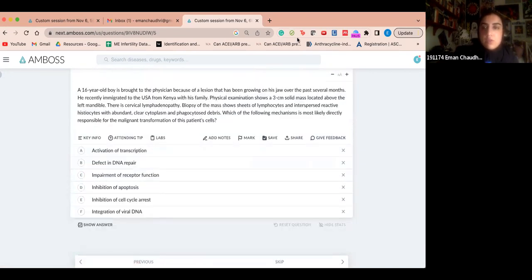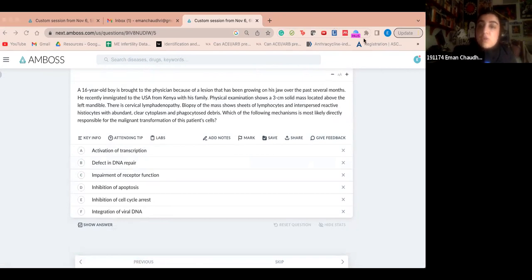All right, so a 16-year-old boy is brought to the physician because of a lesion that has been growing on his jaw for over the past several months. So immediately when you see this, what is ringing in your head?